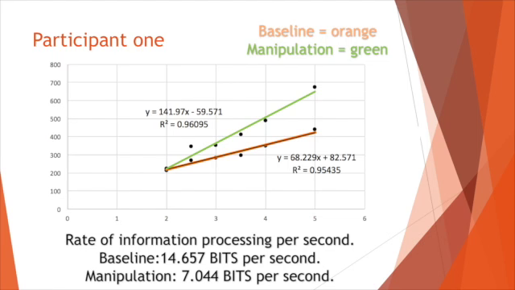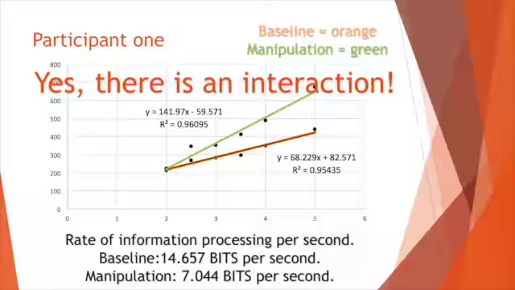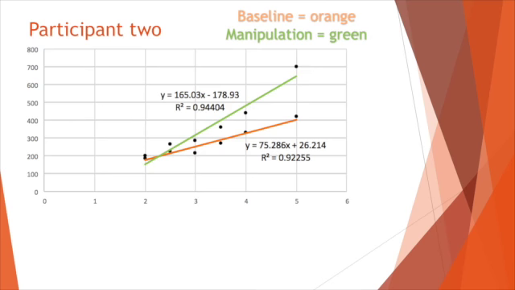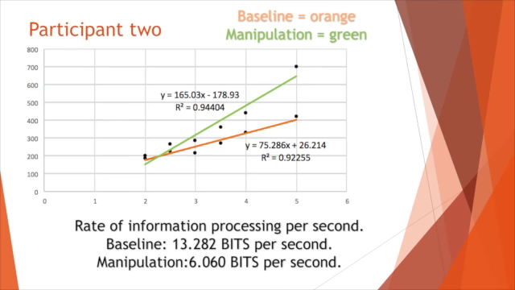For the baseline, the slope is 75.286 and the intercept is 26.214. When considering the regression equation for the baseline, y equals 75.286x plus 26.214, and the R-squared value tells us the model explains 92.2% of the variability of responses around the mean. When looking at the rate of information processing for the baseline, 13.282 bits of information is processed in 1 second.